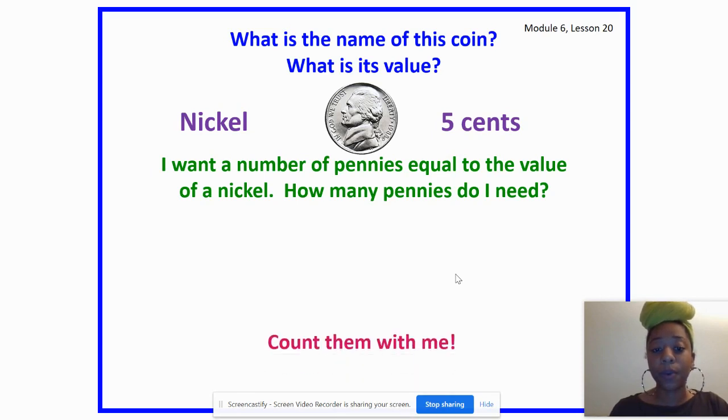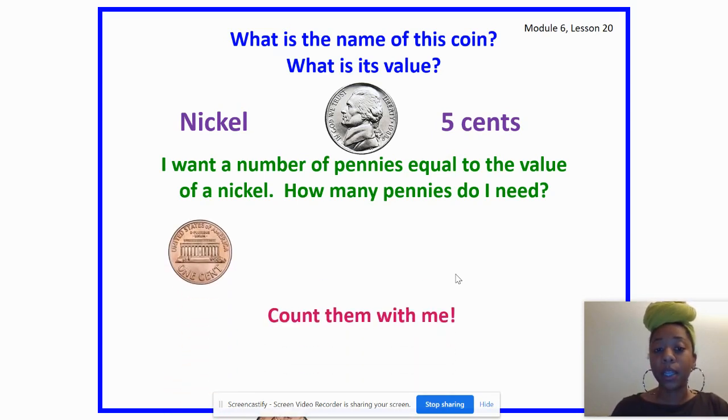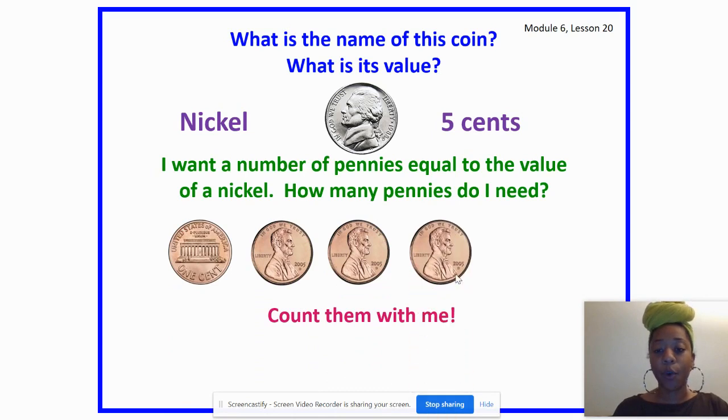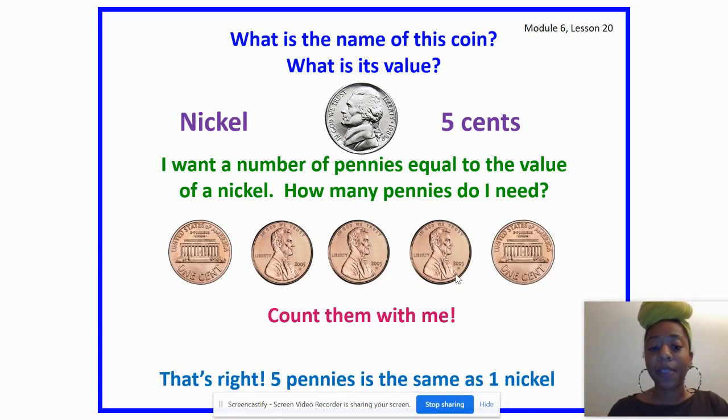Okay, let's count. Count with me. 1, 2, 3, 4, 5. That's right. 5 pennies is the same as 1 nickel. How do we know? We know because value tells me how much it's worth. If a nickel's worth 5 cents and I have 5 pennies, 1, 2, 3, 4, 5, they're both worth how much? You got it. They're both worth 5 cents.